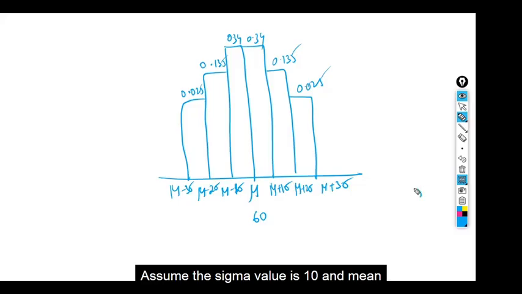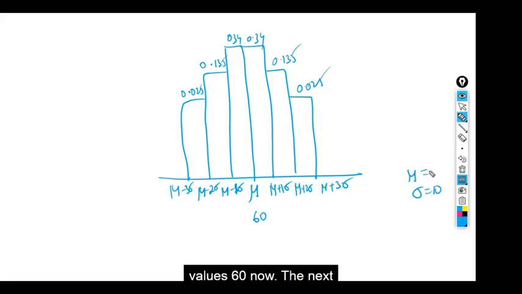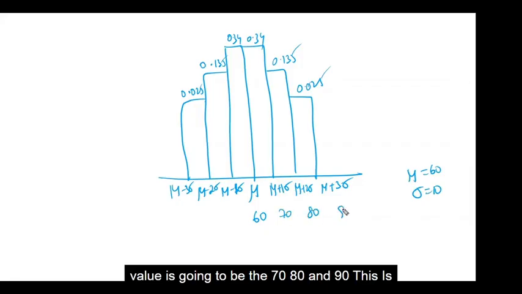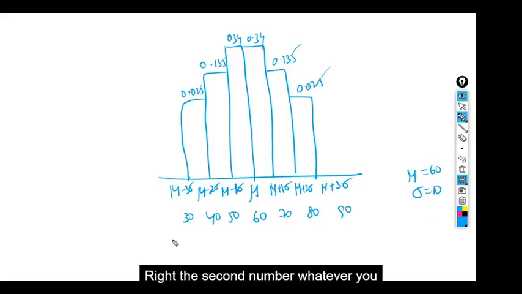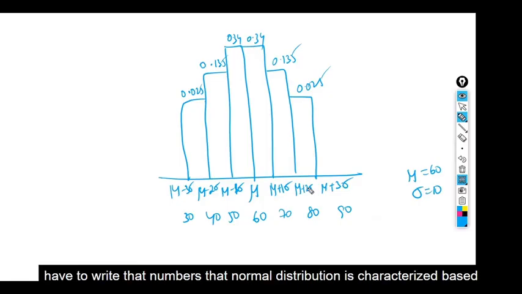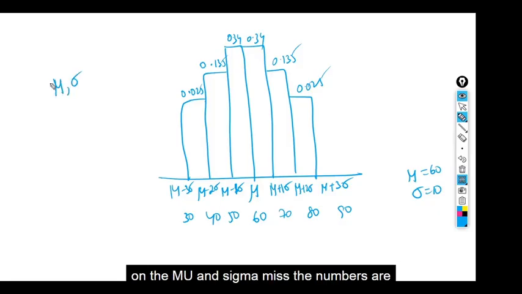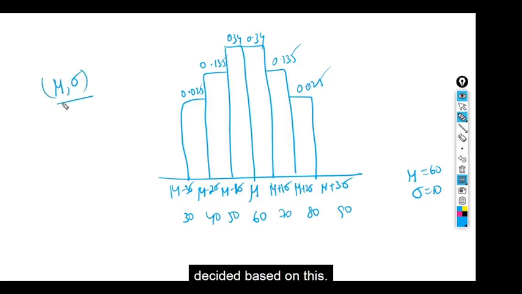Assume the sigma value is 10 and the mean value is 60. Now the next values are going to be 70, 80 and 90. This side is 50, 40, 30. The second number you are going to write is with plus 1 sigma, then plus 2 sigma, plus 3 sigma. The normal distribution is characterized based on mu and sigma, meaning the numbers are decided based on this.